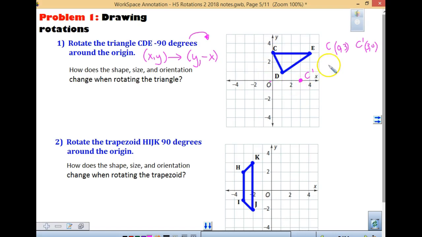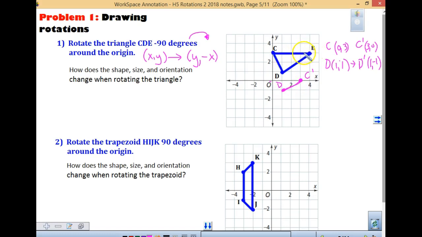So now we want to look at point D. Point D was originally located at 1, 1. Using our rule, what am I looking at, Timothy, for D prime? 1, and negative 1. So 1, negative 1, 1 and down to negative 1 is our D prime.